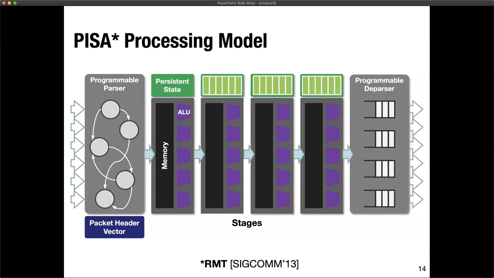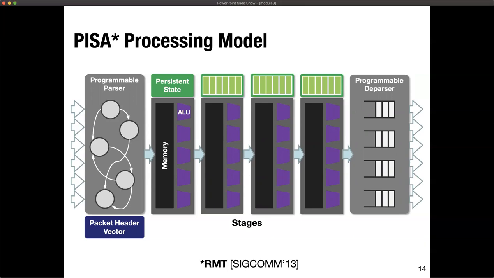And then at the end, the packet header vector is translated back into a packet header, right? And then the payload, which is extracted from the packet at the ingress, is then added back to the packet, and then the packet just goes through the wire, right? So this is how the PISA processing model really works.